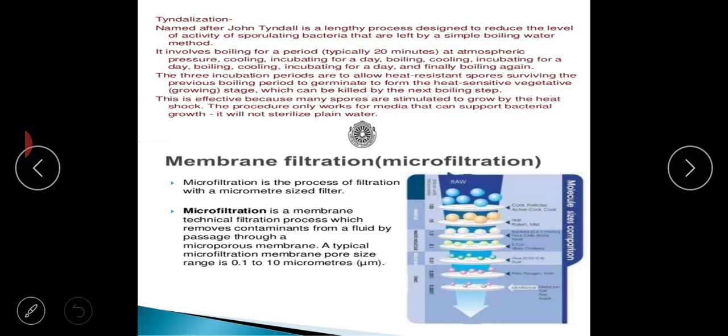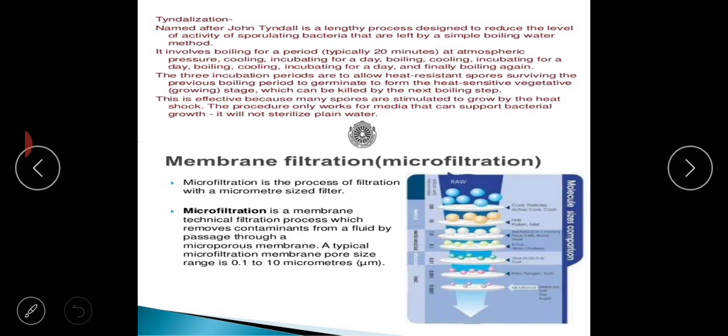Next one is Tyndallization. It is named after John Tyndall, and it is a lengthy process designed to reduce the level of activity of sporulating bacteria that are left by a simple boiling water method. It involves boiling for a period of typically 20 minutes at atmospheric pressure, cooling, incubating for a day, and then boiling, cooling, and incubating for a day again.